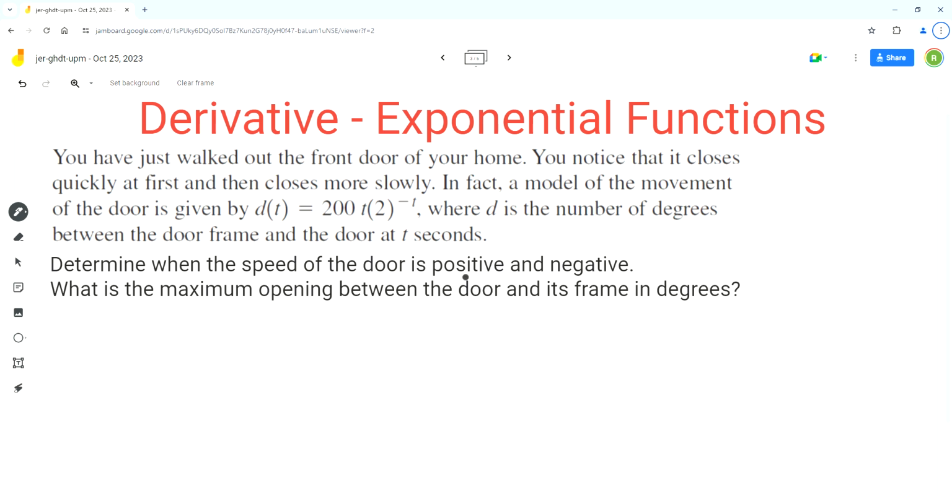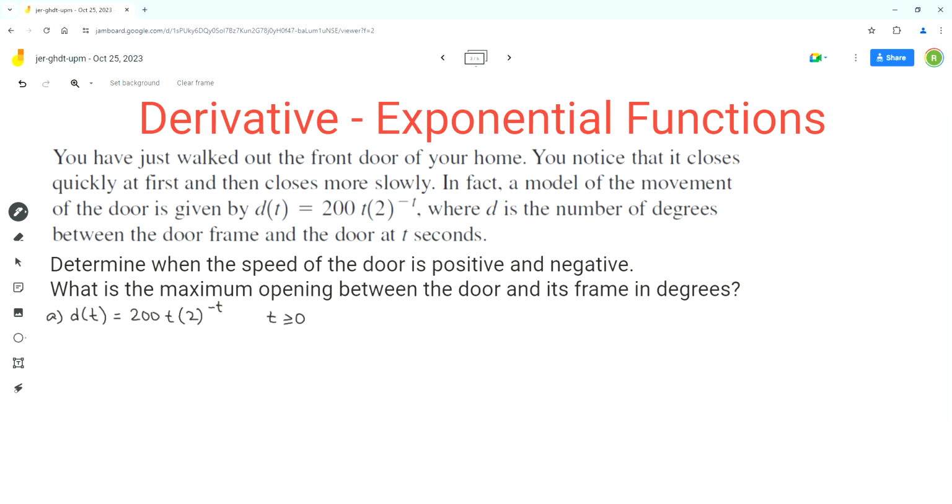Determine when the speed of the door is positive and negative. So we can start by writing the given function. Now in this function, t represents time, and we know that time cannot be negative. So the domain for this function is t can be any value greater than or equal to 0. So that's the first step.